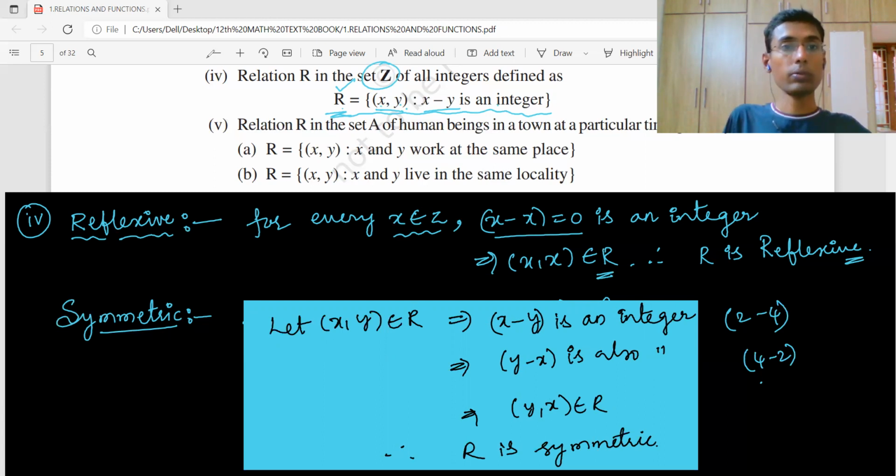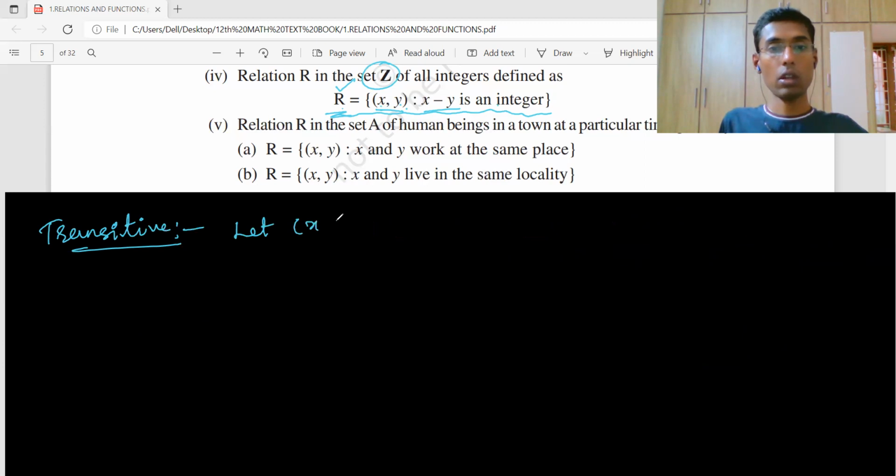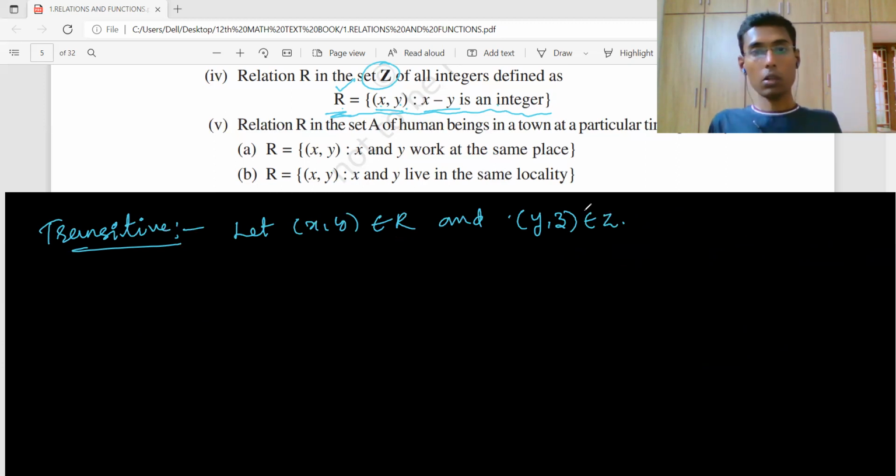Transitive, what about transitive? Same thing. Let (x, y) belong to R. How do you write it mathematically? How do you begin? Let (x, y) and (y, z) belong to R. This is how you should begin.